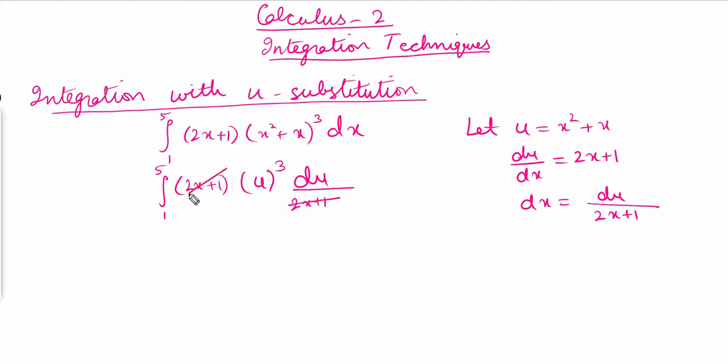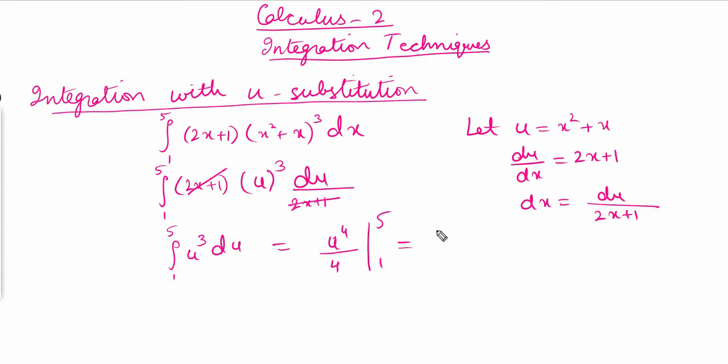2x plus 1 and 2x plus 1 will get cancelled, and our integration has been simplified. It's the integral of u cubed du from 1 to 5. Now I'll integrate it, and the integration will be u to the power of 4 over 4, and the limits will be from 1 to 5. Now we cannot insert these limits into u because the limits 1 and 5 are not the limits of u, so we have to put the value of u back and then we'll insert the limits.